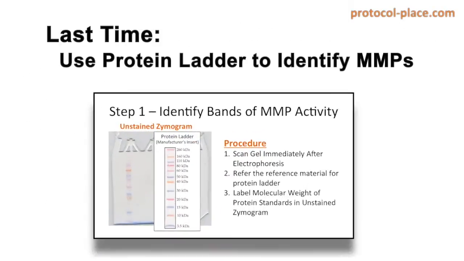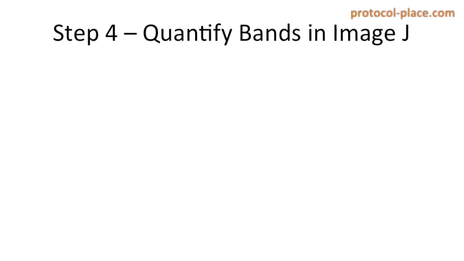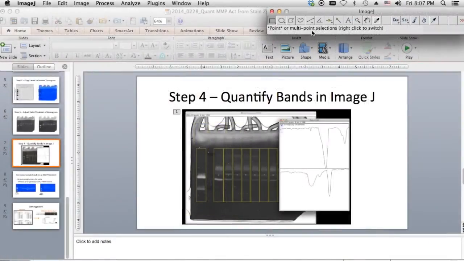In the last video we showed you how to use the molecular weight protein ladder in order to identify different MMPs in your zymograms. Now the next step is for us to quantify the bands of MMP activity in ImageJ. So when you first open up ImageJ, this is how it's going to look.